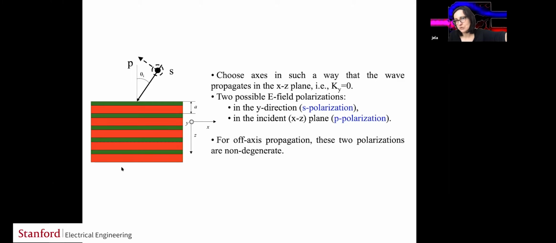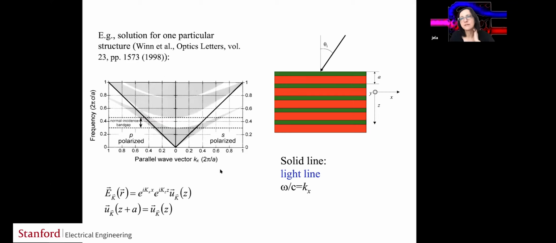But now it's a little bit more complicated because you have a multi-layer structure. So again, going back to this, S polarization means the electric field polarization is, of course, perpendicular to the k vector, but also perpendicular to the plane of propagation. P polarization, the electric field is perpendicular to the k vector and in the plane of propagation. So these two are not necessarily the same. And when you calculate the band diagram, this is what you would see for one specific example.